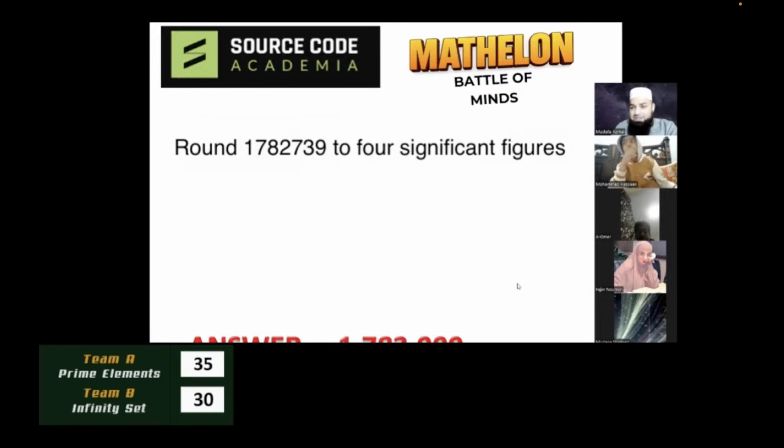1,783,000 is the correct answer to 4 significant figures. Look, if you are counting from the left to 4 significant figures, this is the first, second, third, and the fourth significant figure. And this will be the rounding digit. That is the decider. And this decider is more than 5. That's why we are making this 1,783,000. So 1,783,000 is the correct answer.